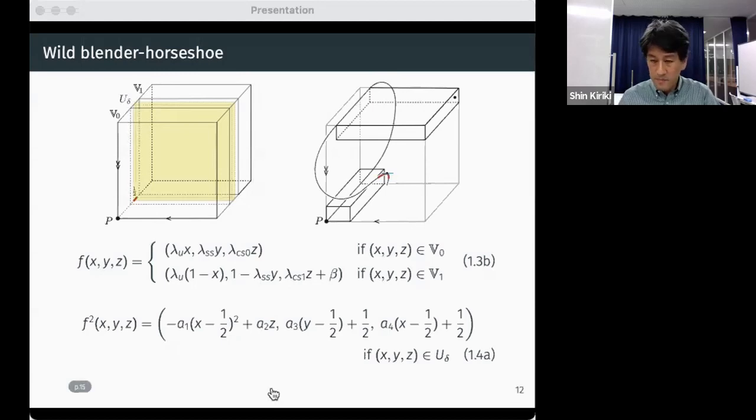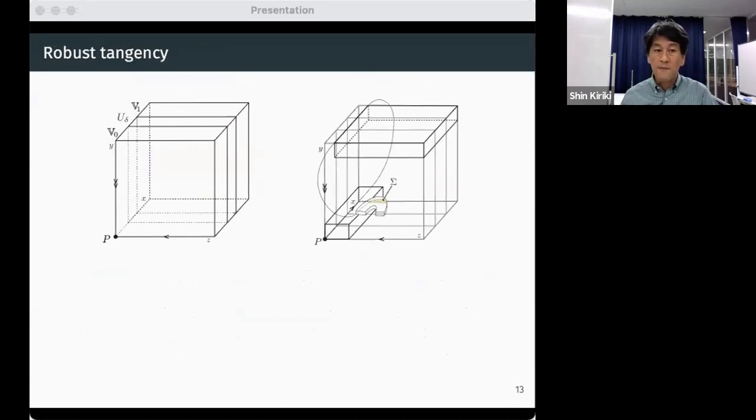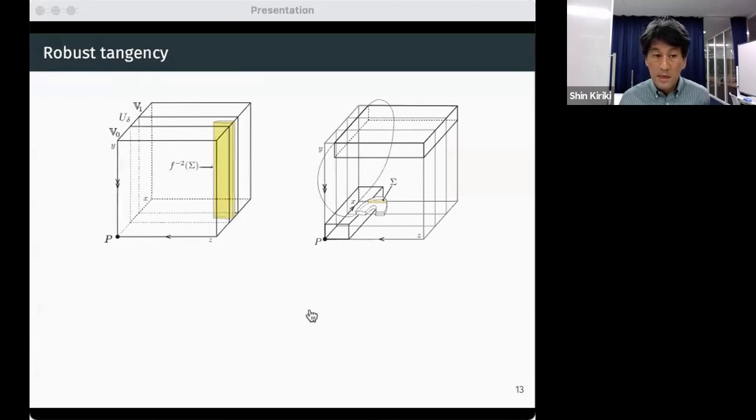From this setting, we immediately obtain a C1 robust homoclinic tangency. In fact, if we consider the small section sigma, which is parallel to the local stable manifold of the blender, its inverse image becomes such a figure, a so-called folding manifold. Note that it has a non-transverse intersection with the unstable manifold of the blender because of the blender's distinguishing property.